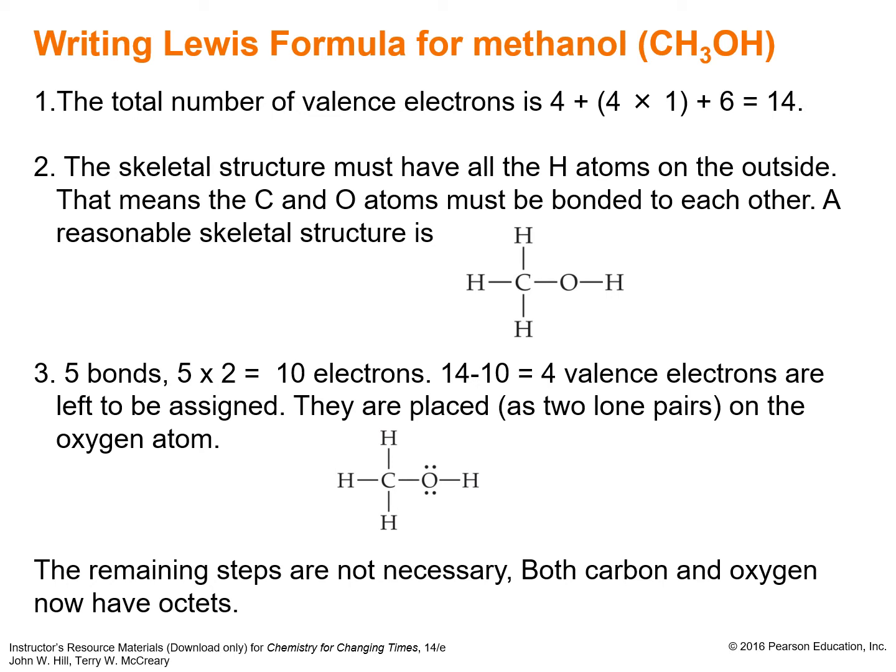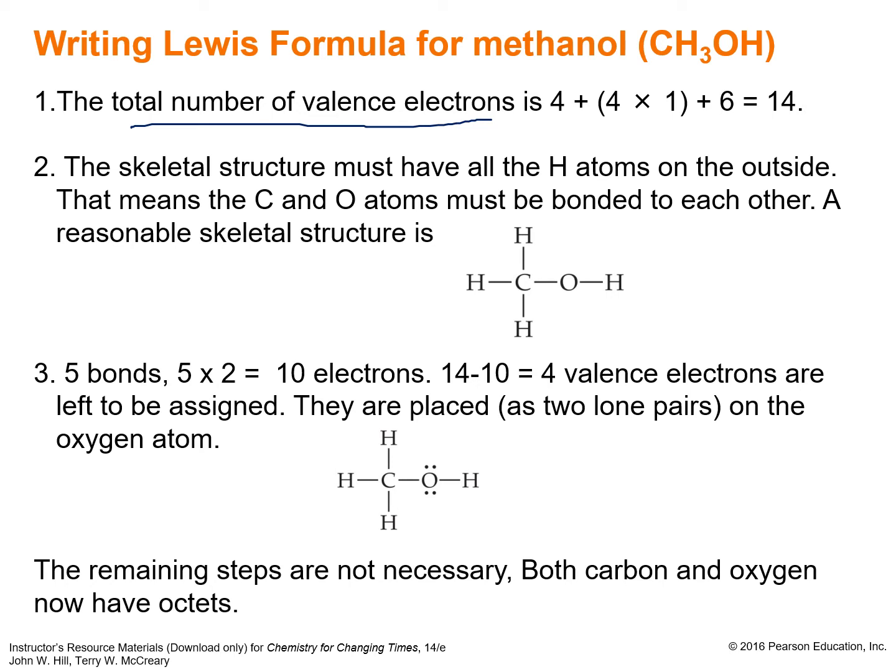Okay. So now let's practice writing some Lewis formulas. First, the molecule here is methanol, which is CH3OH. The first step is to count the total number of valence electrons. Carbon is in group 4A, so it has 4 valence electrons. Next, how many hydrogens do you have? 3 plus 1, 4 hydrogens. So you do 4 times 1, because 1 is the valence electron for hydrogen. Then you have oxygen, which is in group 6A, so it has 6 valence electrons. When you add them up, you get a total of 14.